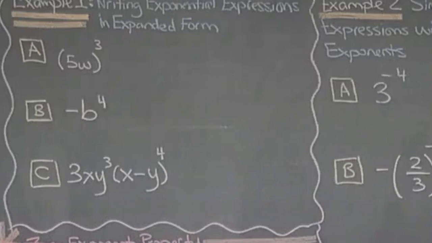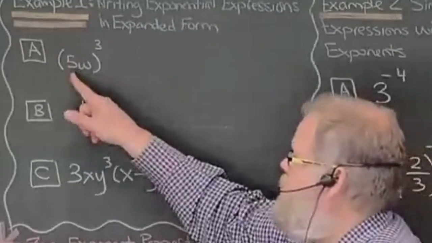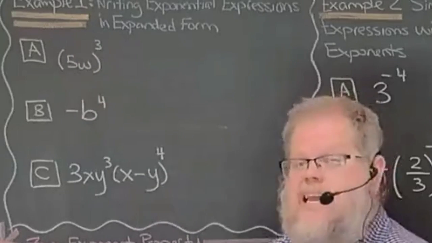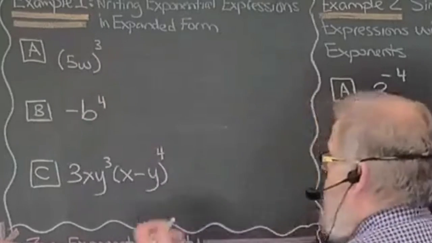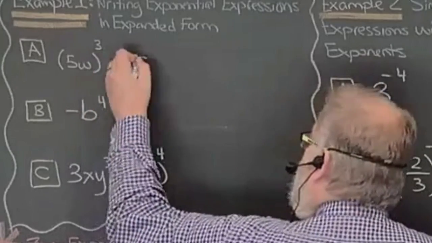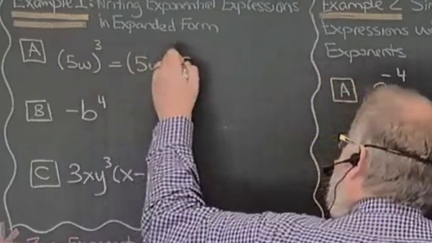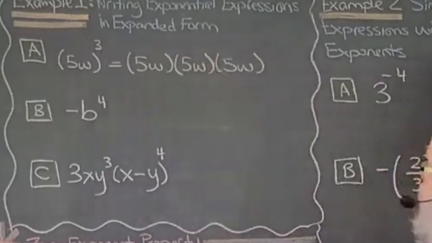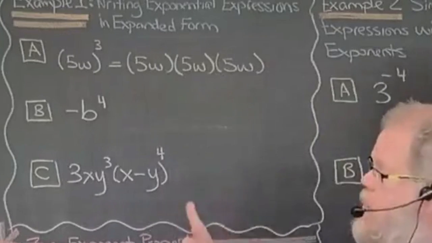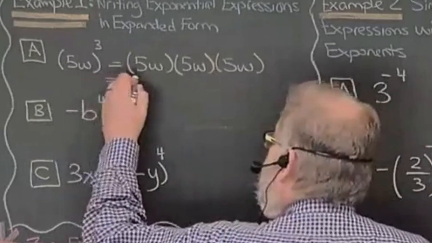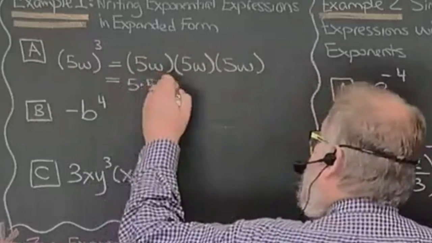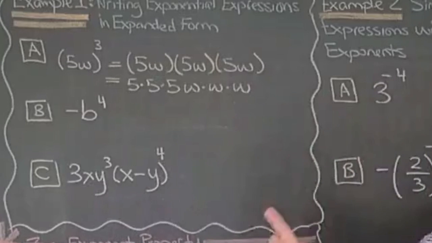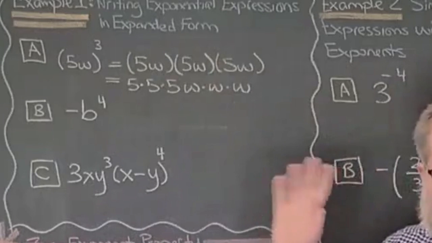Writing exponential expressions in expanded form. The base is 5w. The parentheses indicate that this is being repeated 3 different times. The power is 3. And so in expanded form, what we do is we rewrite the base within the parentheses the number of times that the power indicates. And so this is 5w times 5w times 5w. Now I arrange my 5s like so: 5 times 5 times 5 times w times w times w. And that right there is called expanded form.